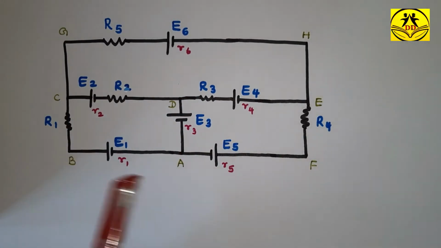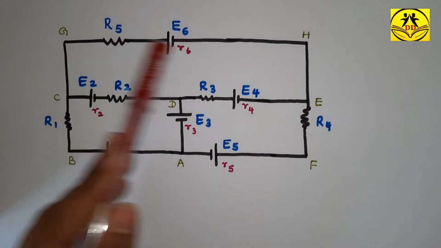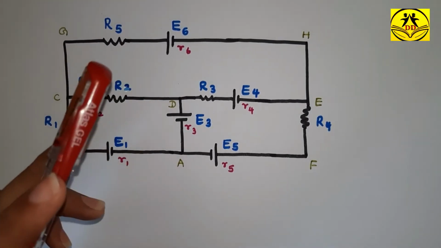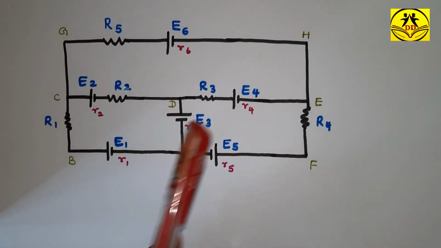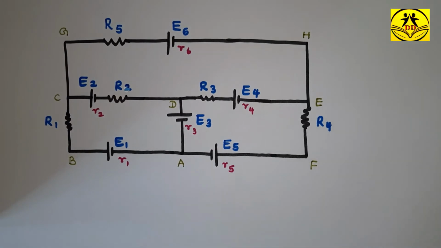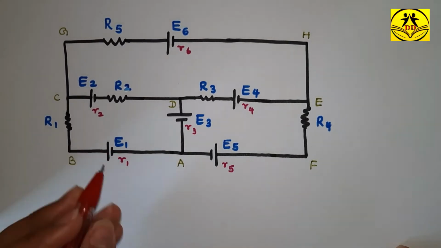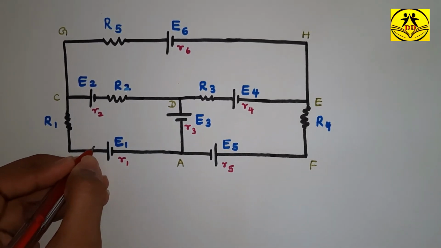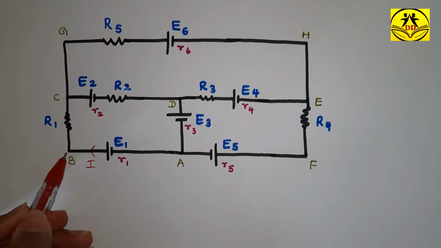So now you have to select one cell and mark the direction of the current starting from that cell. When marking the current through the circuit, consider that one cell pushes the current, and you have to apply that without violating Kirchhoff's first law. Now here, if I start marking the current, I'll start from here, E1. If I start marking the current from E1, I'll mark like this. I current flows from here to here.